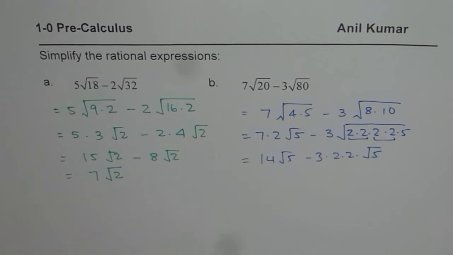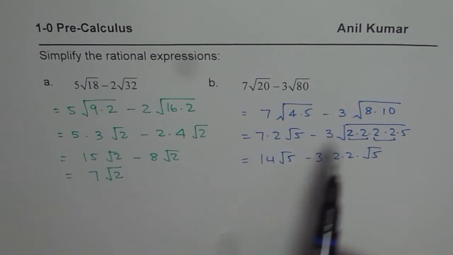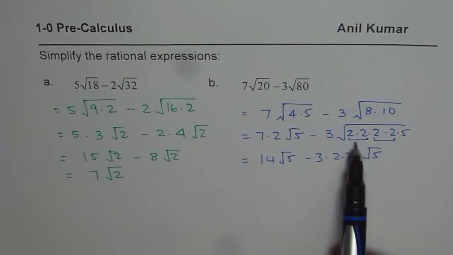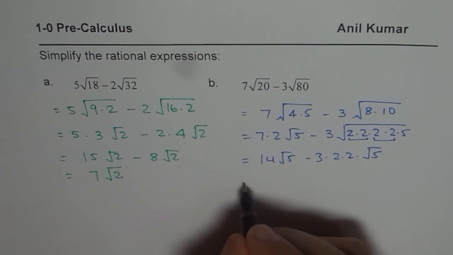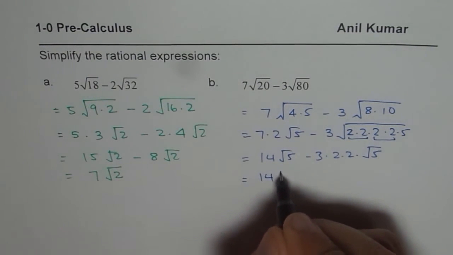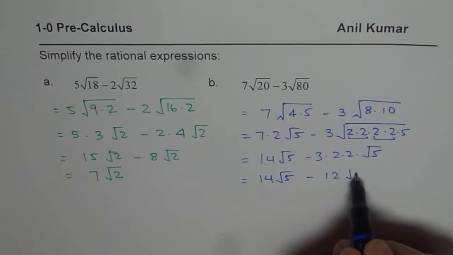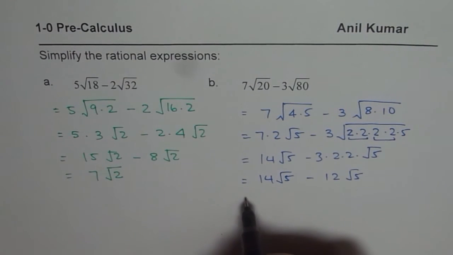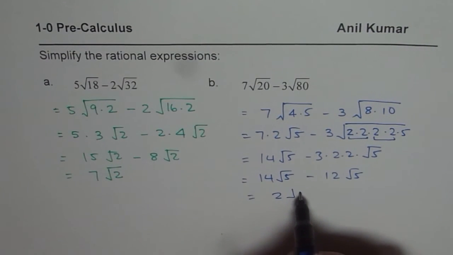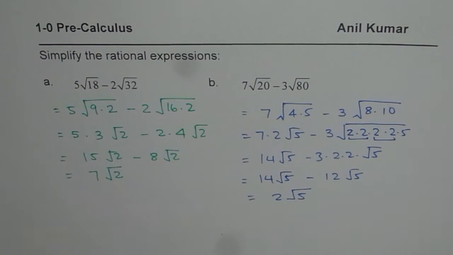You get the idea. So if you cannot do it directly like this, you could actually write them as prime factors and then combine and factor them out. So that is another strategy which can help you simplify such expressions. Now we get this as 12 square root 5. 14 minus 12 is indeed 2. So we get 2 square root 5 as the simplified expression for the given radical expression. I hope that helps. Thank you and all the best.